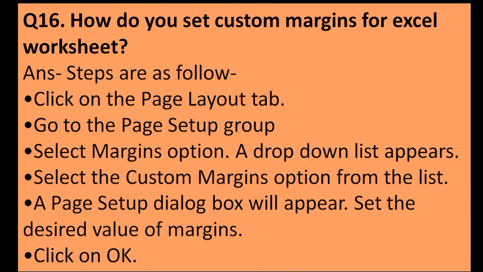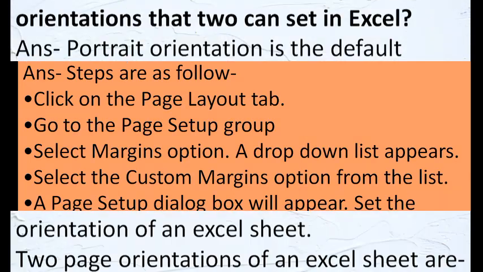Question number 16. How do you set custom margins for an Excel worksheet? So follow the steps. Click on the page layout tab, go to the page setup group, select the margins option, a drop down list appears, then select the custom margin option from the list. A page setup dialog box will appear, set the desired value of margin, then click OK.